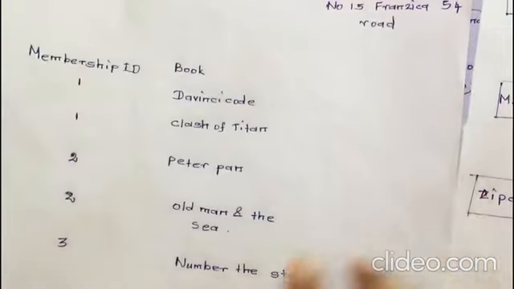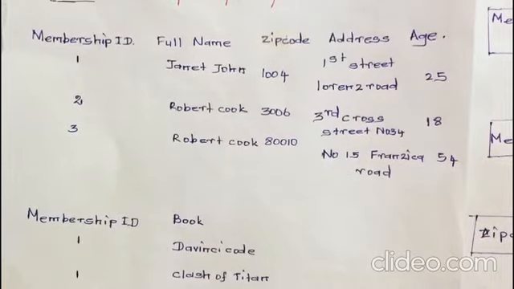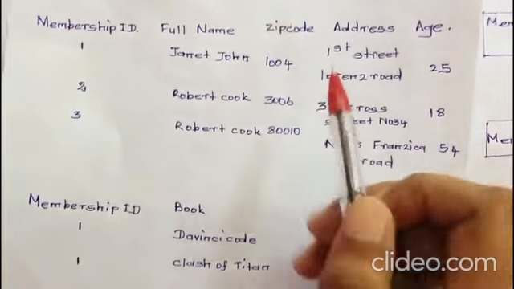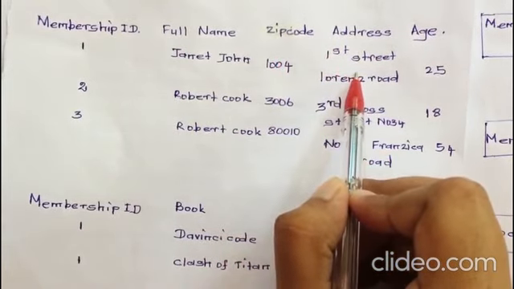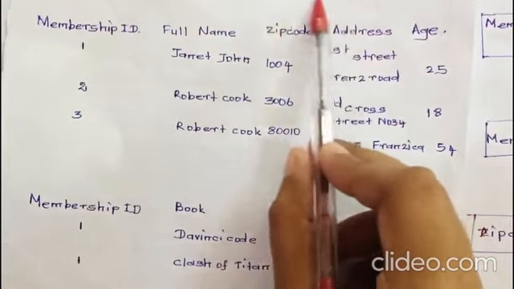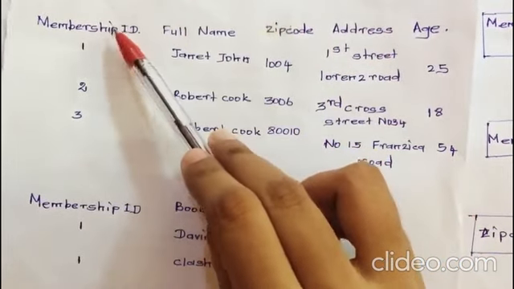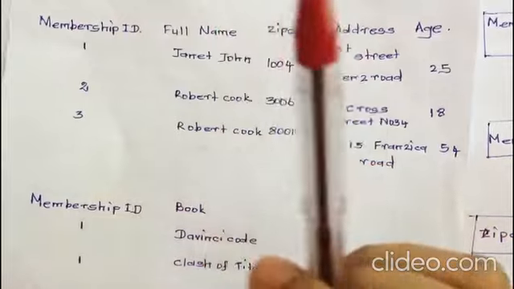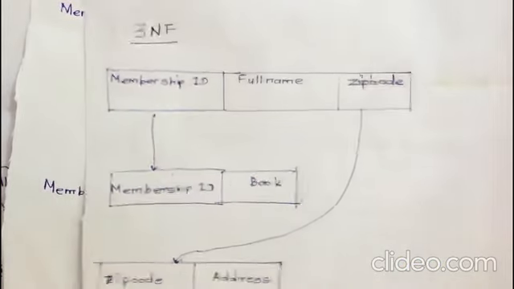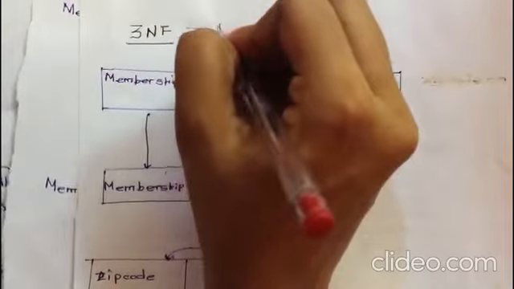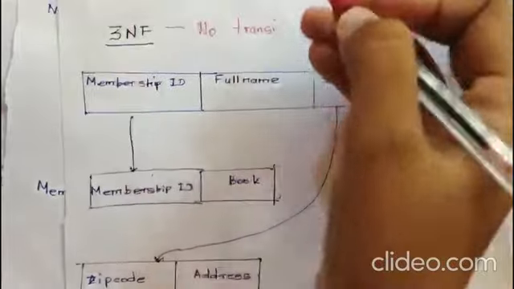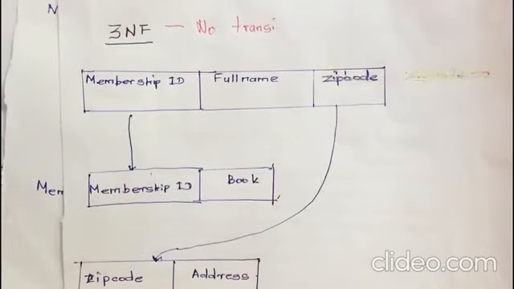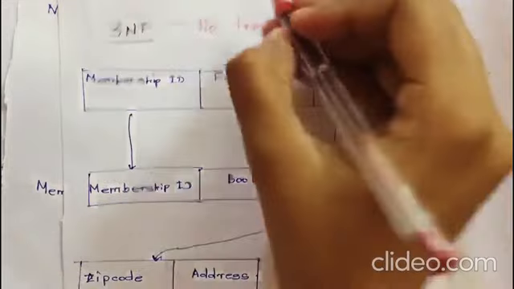If we see this table after second normalized form, you can find this. If we change the zip code, it will change the address as well. The address depends on zip code as well as membership ID. So in the third normalization form, there should be no transitive dependency, which I mentioned earlier, that all the non-key attributes should depend on the primary key only.